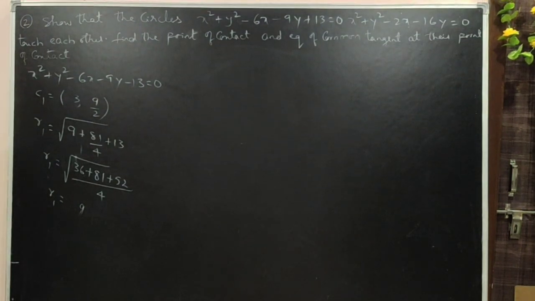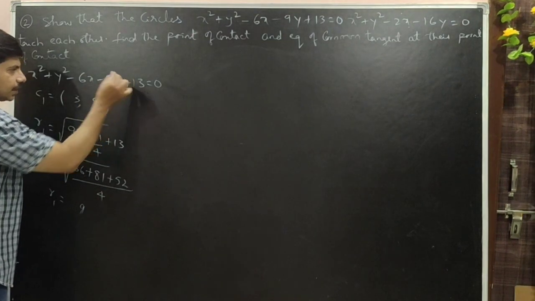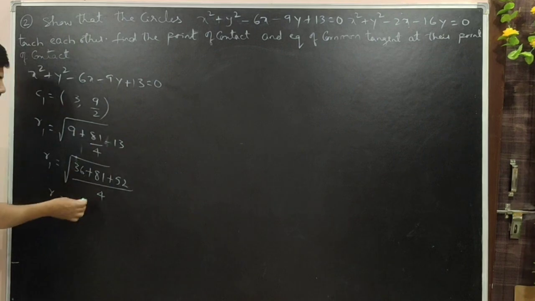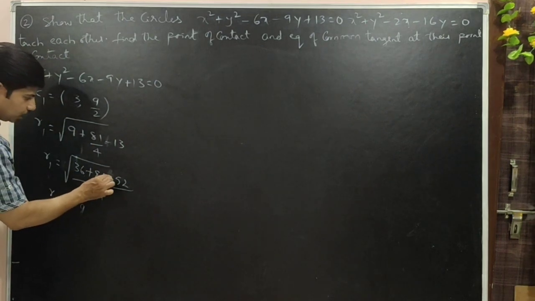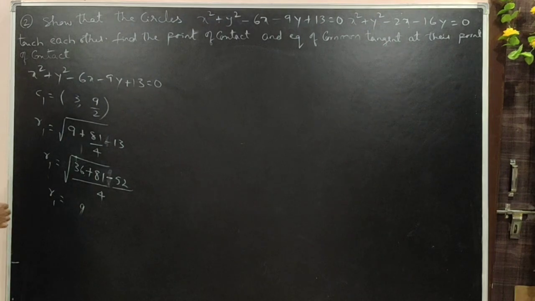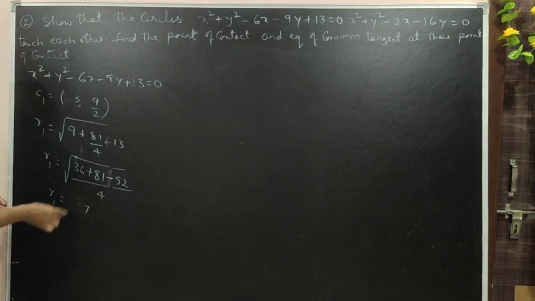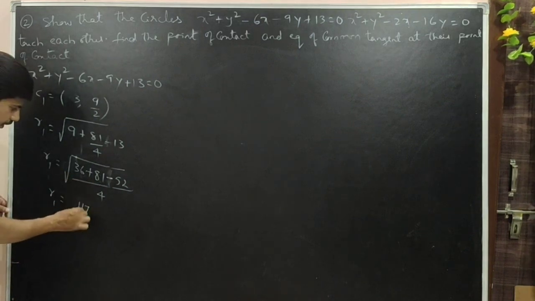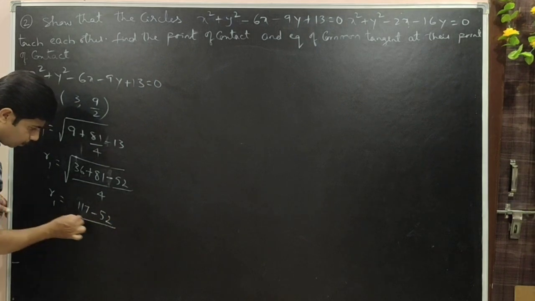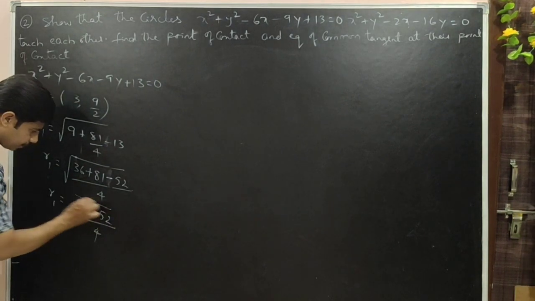So once again, R1 is equal to the square root of G square plus F square minus C. So 9 by 4, 36 plus 81. See the equation here, we have plus 13. Sorry, it is minus C. So we get minus 52 here. So 36 plus 81 minus 52 by 4. Now we'll simplify this. What we get is 6 plus 1, 7, and 8 plus 3, 111 minus 52 by 4 with under root, right?